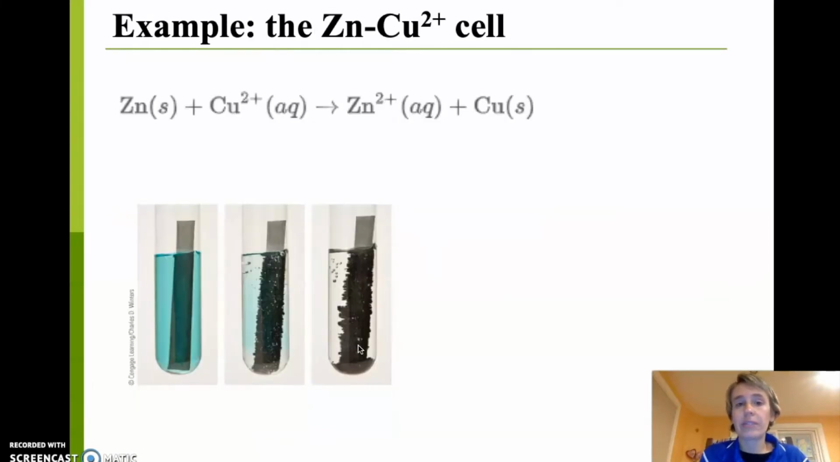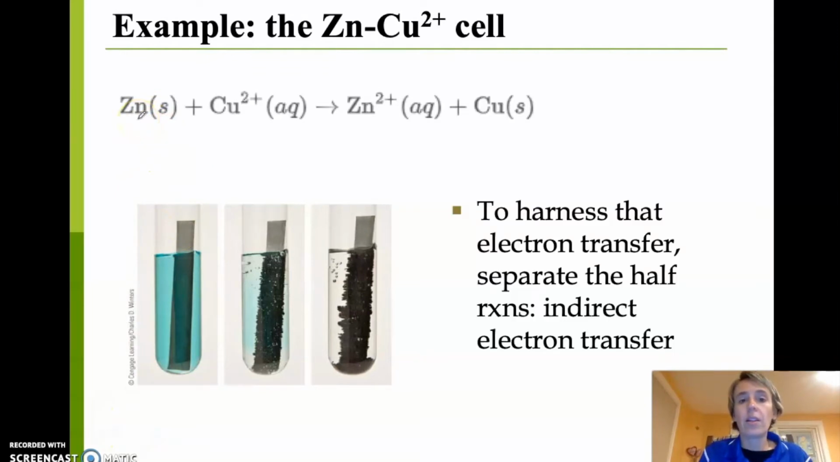So let's get a little bit more specific. Let's think about a redox reaction involving zinc and copper. If we take a piece of zinc metal and we stick it in a solution of copper ions, a reaction occurs very quickly. The zinc is oxidized, because we're going from zinc 0 to zinc 2 plus. So that's our oxidation. And then our copper is being reduced, going from 2 plus to 0.